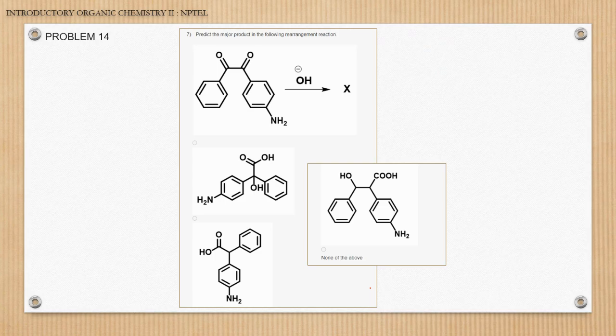So here in problem number 14, they are asking you to predict the major product in the following rearrangement reaction. So again, you have to find the product. They have treated the diketone in the presence of base. Now tell me what will this base do? Is there any acidic proton which it can abstract? Any acidic proton present in the system? No. Then what next will it do? It will behave as a nucleophile, right? So base has two options, either to abstract the proton, or to react as a nucleophile.